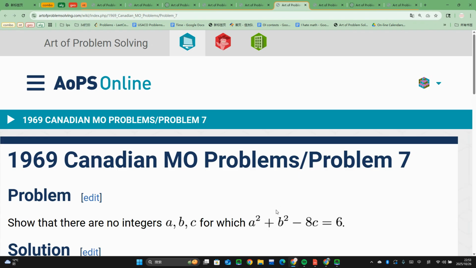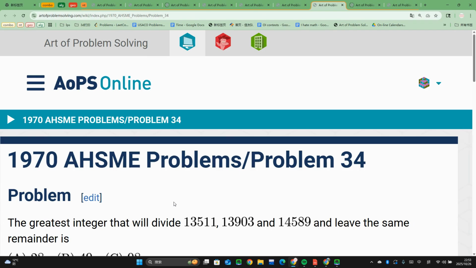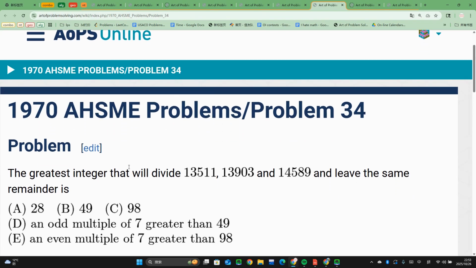If we change this into a modular congruence, the right side is going to be 6, and the left side is just going to be a squared plus b squared mod 8, because minus 8c is going to be 0. So a squared and b squared can each only be 1, 0, or 4. There's no way you can make a 6 out of 0, 1, and 4. So, QED.